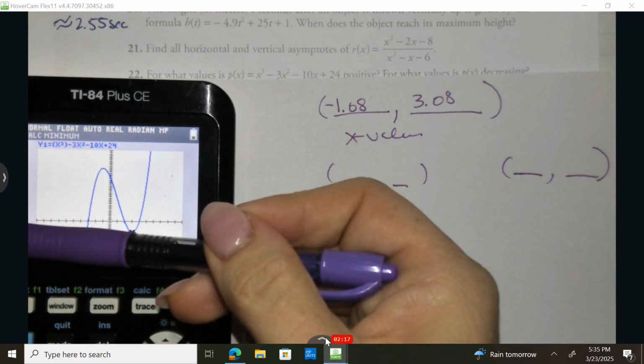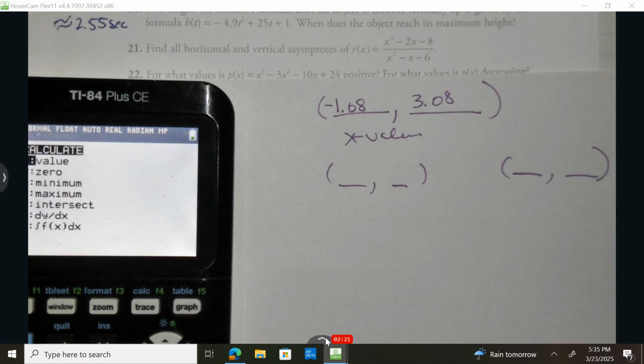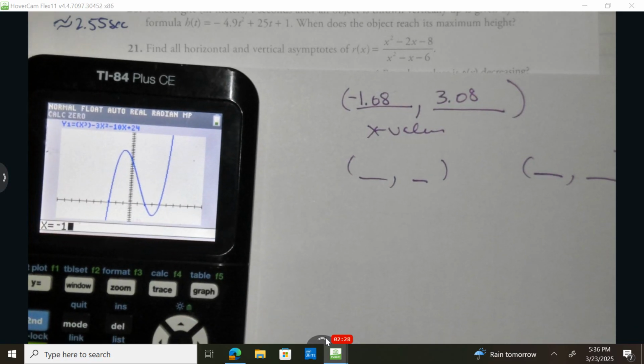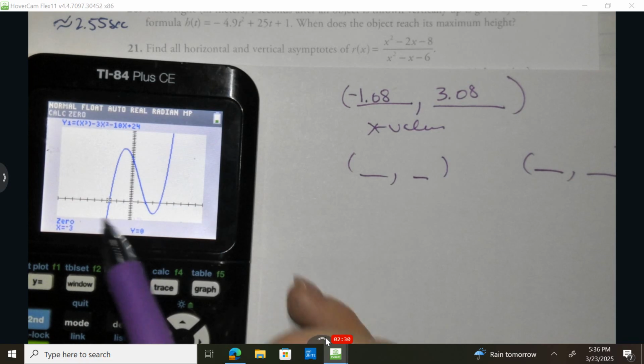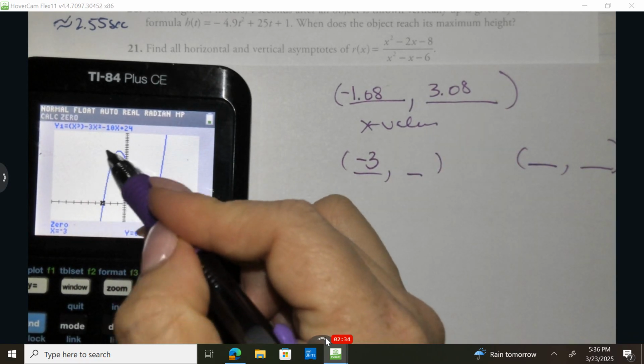Let's start with this first one. Let's figure out what these two zeros are. Second trace, let's find the zero, and we're going to go somewhere left of this. Let's say -4 to -1, and there it is. Okay, so -3. When it leaves -3, it's positive all the way.